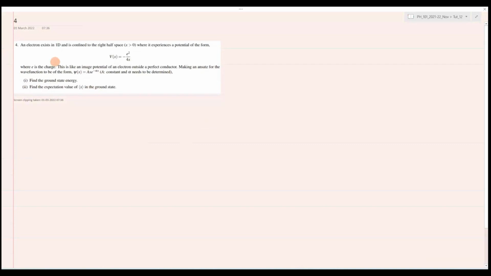The next problem is an electron that exists in 1D and is confined to the right half space, where it experiences a potential of this form. So the electron is confined in this region with the potential also given to us. This is like an image potential of an electron outside a perfect conductor. For this you will get in PH102 the image potential, it's like this.